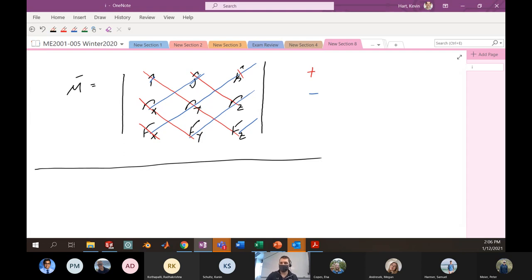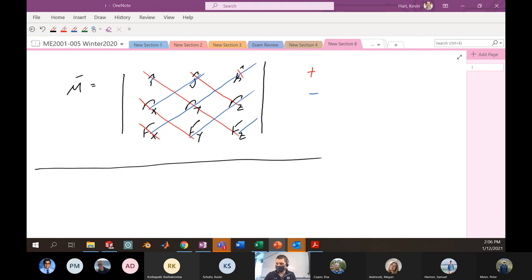I want to move on now to some more advanced topics for moments. And we're going to make our way specifically through a new mathematical topic and then introduce contributions of moments about a particular axis of interest. So I need to introduce another mathematical topic here, and that is the scalar product.